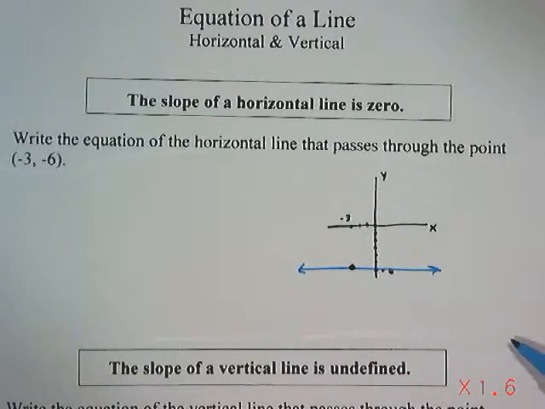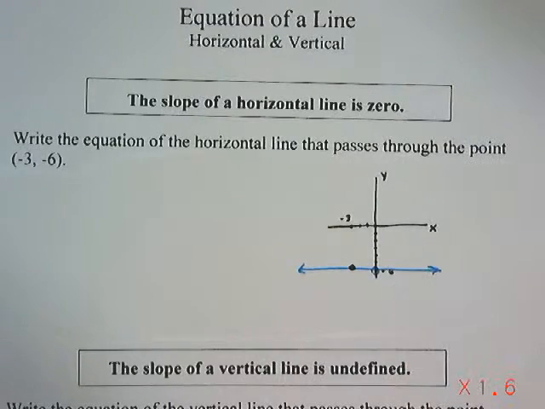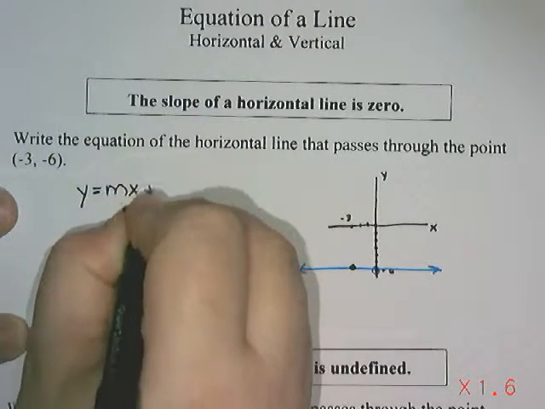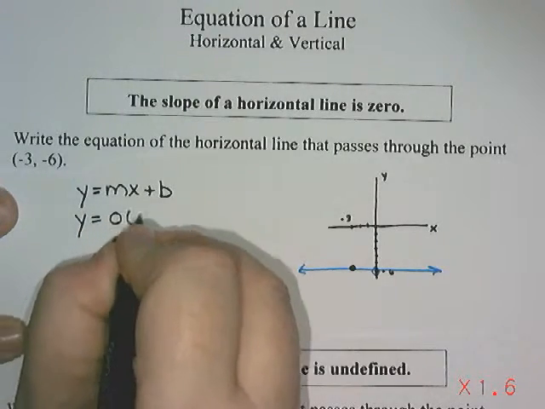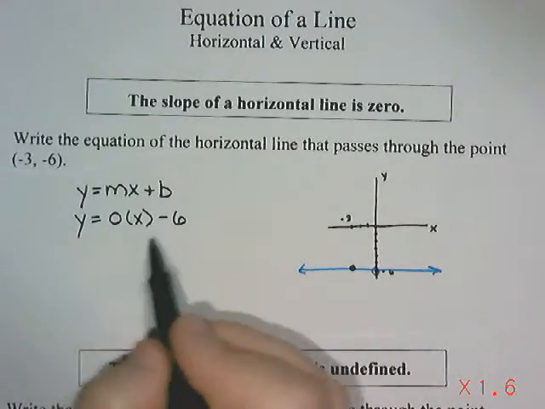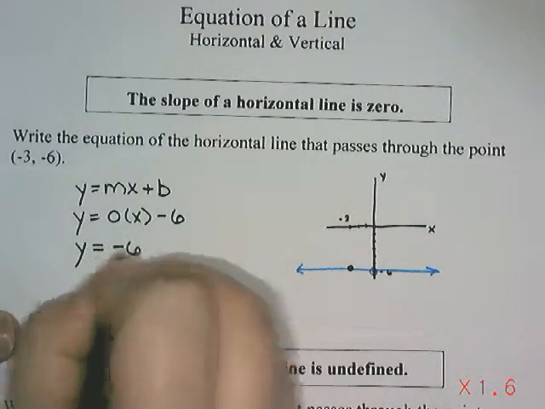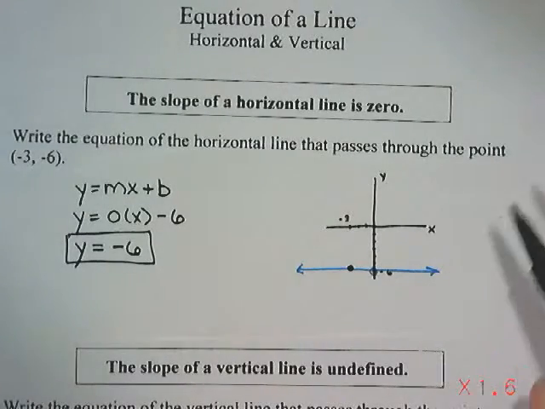I could find the equation of this line the way I would normally find an equation of a line, by pulling off the y-intercept, which happens to be -6, and the slope is 0. So if I do y = mx + b, I know the slope is 0, and the y-intercept is -6. Now, 0 times anything is 0, so the line is actually just y = -6.